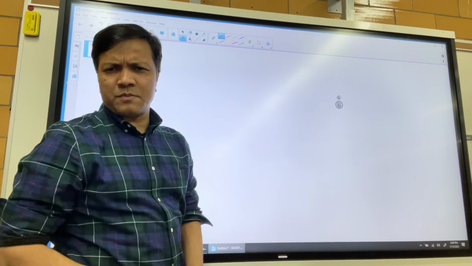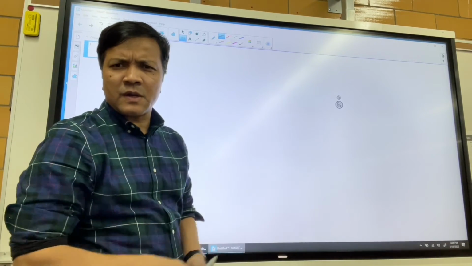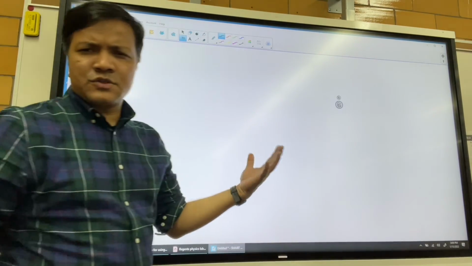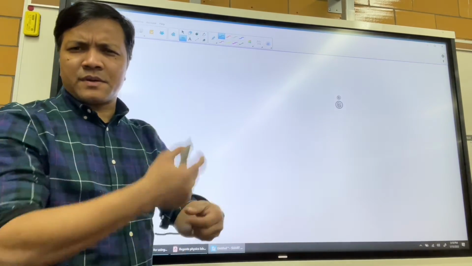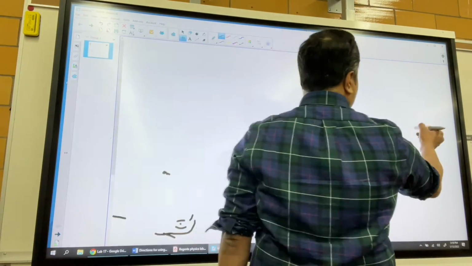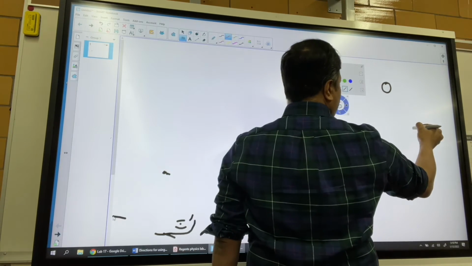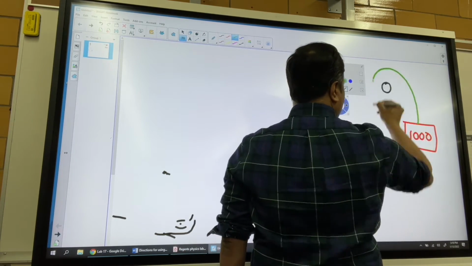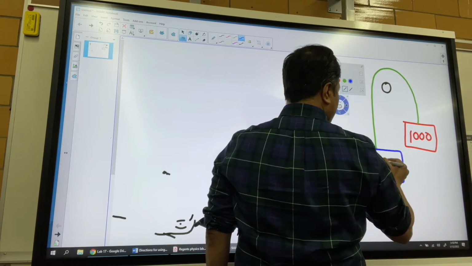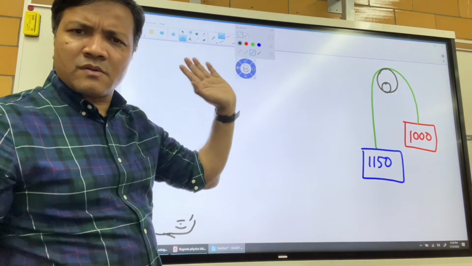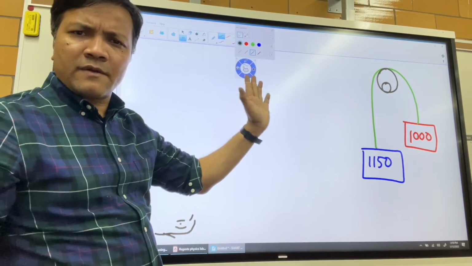What are we going to do next? The Atwood machine is what we call an elevator, what you take every day. So the Atwood machine has to do with two masses with a rope. So we're going to draw two masses attached by a rope. Let's draw the pulley. Mass 1, 1000 kilograms. Let's draw the rope. Let's draw mass 2, 1150 kilograms. Let's make the pulley bigger. That's the elevator. We have two masses, 1000 kilograms and 1150 kilograms.